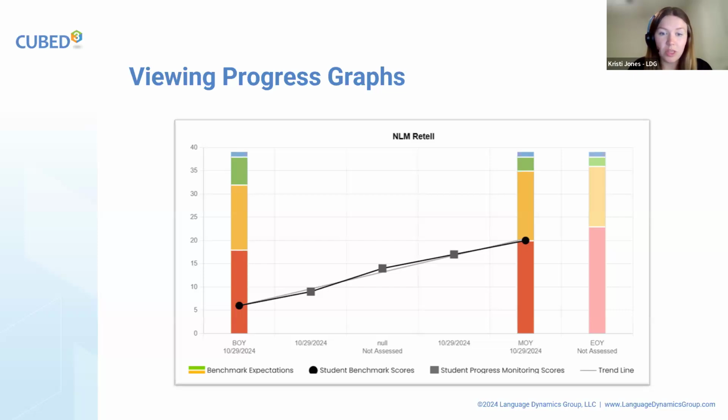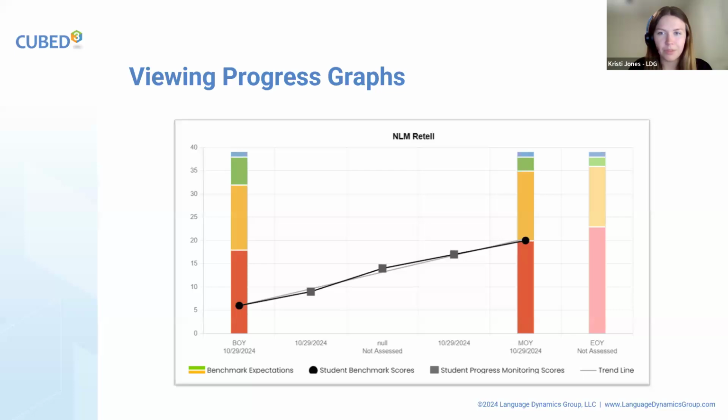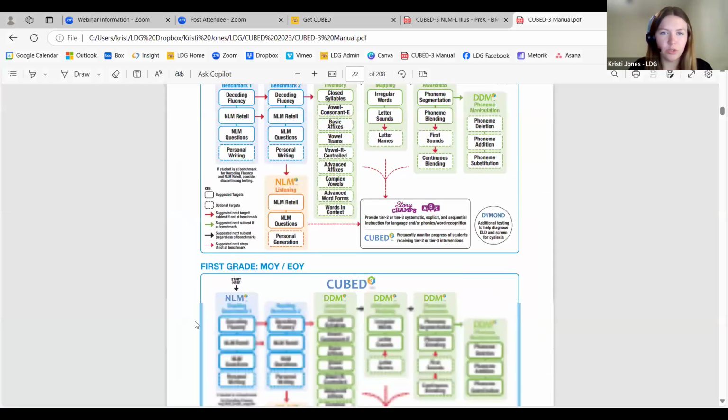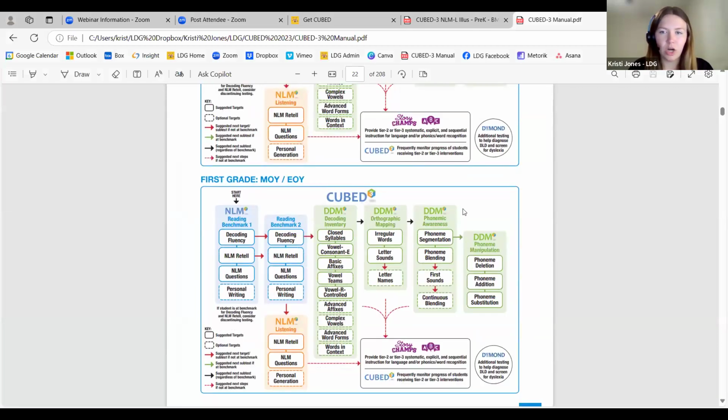Okay, so if you open the manual, you will notice on page 19, we have administration flowcharts. I'll go ahead and share my screen here. There we go. Now I'm going to go down to, let's do first grade. For first grade, we're always going to start with the NLM reading. NLM reading is the start for first grade and onward, because it gives you information about word recognition and language comprehension. We're doing that decoding fluency portion as well as the retell and questions, so it's going to hit all of those things.